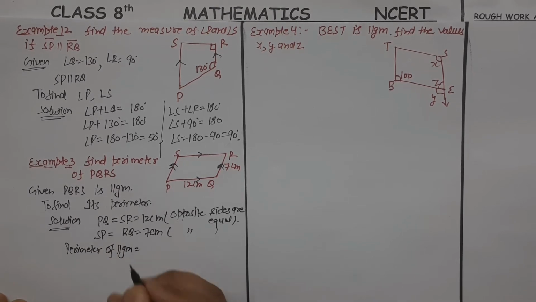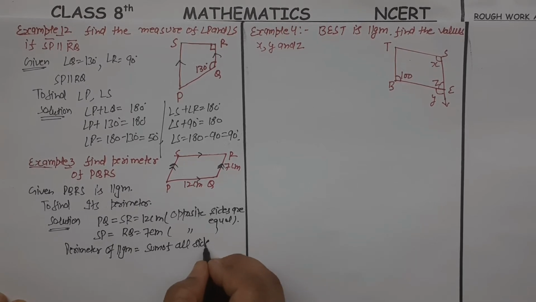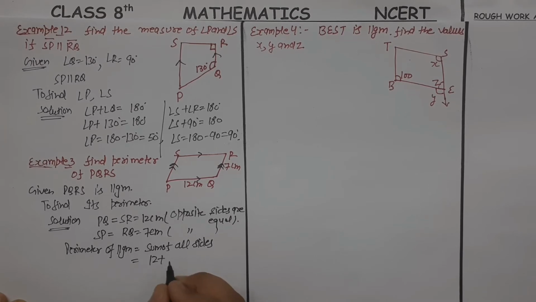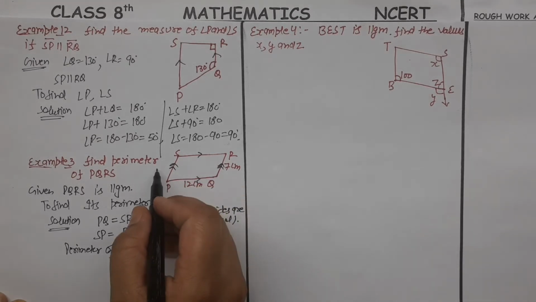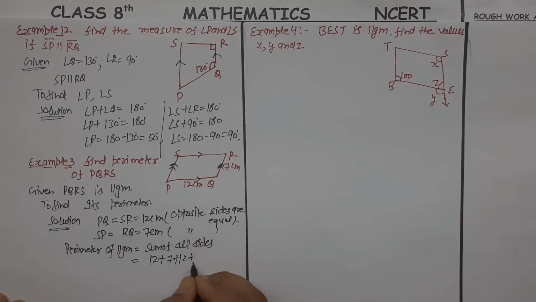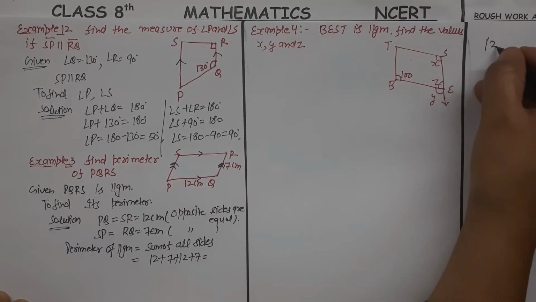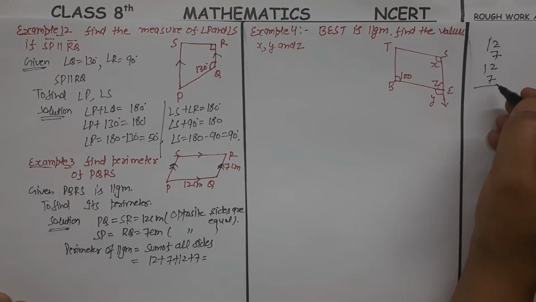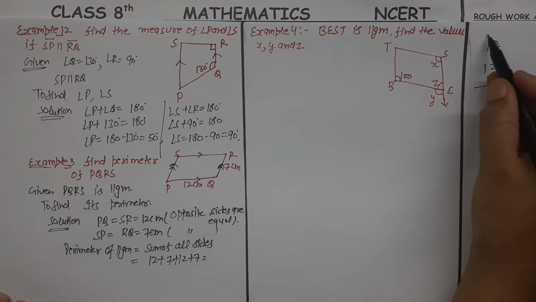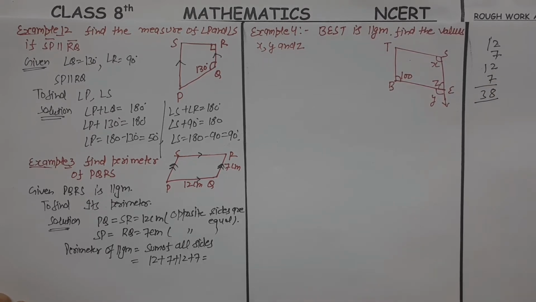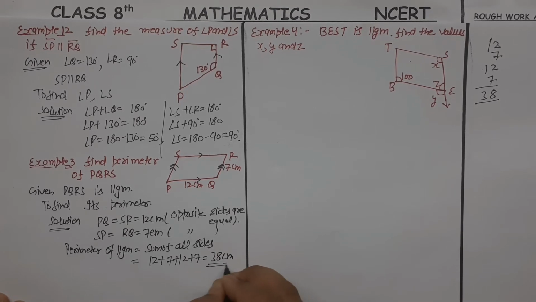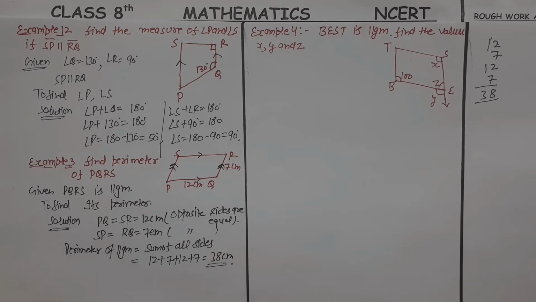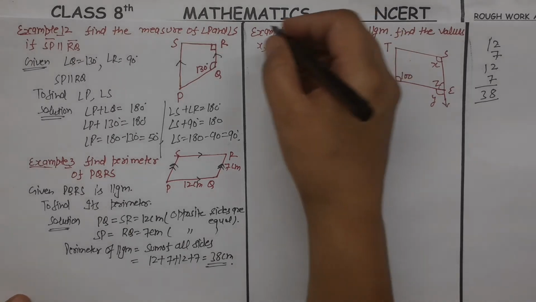Perimeter of parallelogram, sum of all sides. आपने ऐड करके दिखाना है 12 + 7 + 12 + 7. यूज रफ वर्क एरिया. It makes 38 centimeters. Okay guys. Now next, example number 4. Important example.